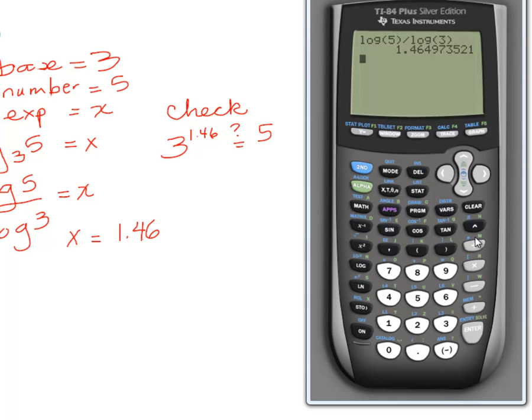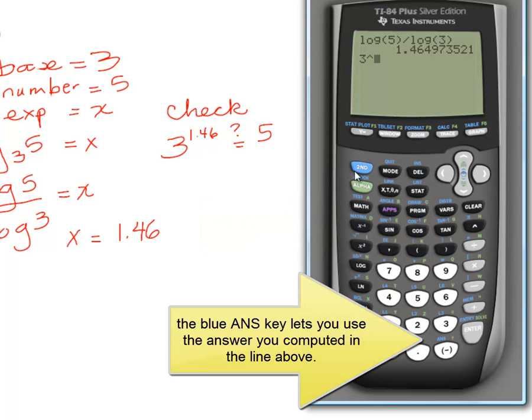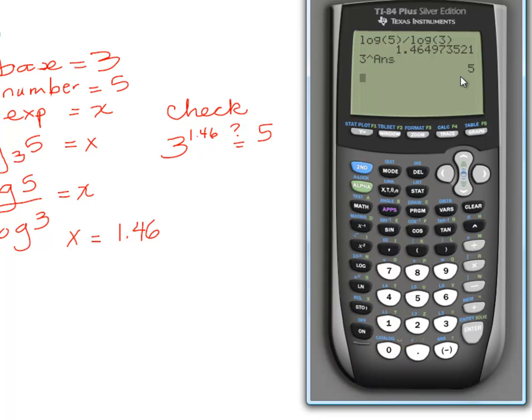The check is that if we substitute 1.46 into our exponent, we should get 5. So we are going to use the caret symbol to raise to the power. We take the base, use the caret, and then here's a neat little trick. Since we want the exponent we have above, the 1.46, we're going to use the answer key in the lower right hand corner. So second, answer. And when I hit enter, you see that we get our original 5.